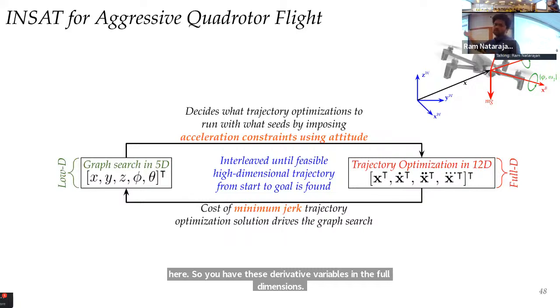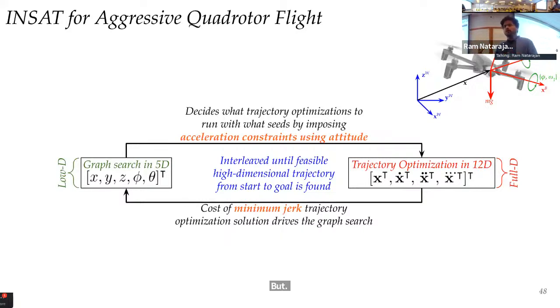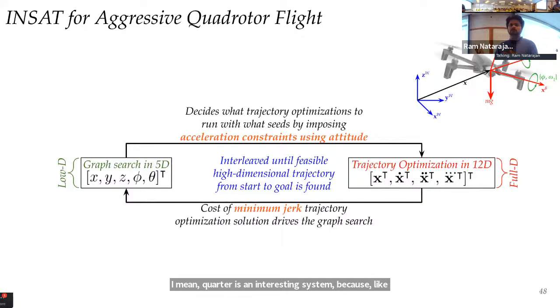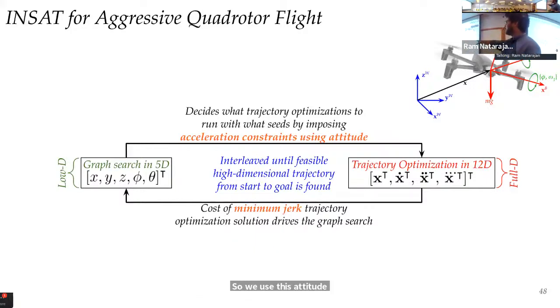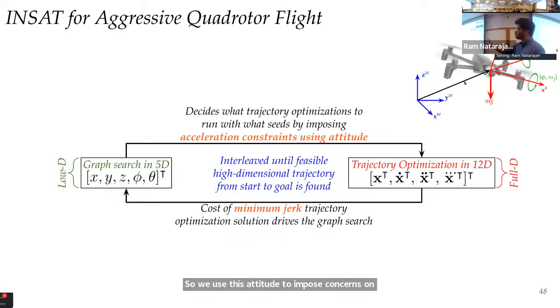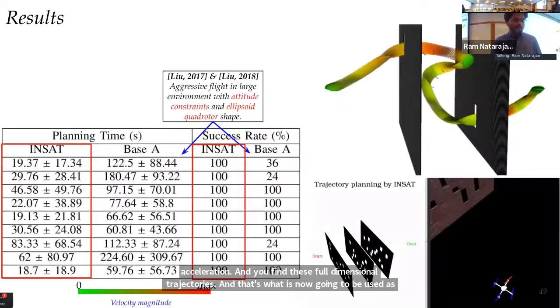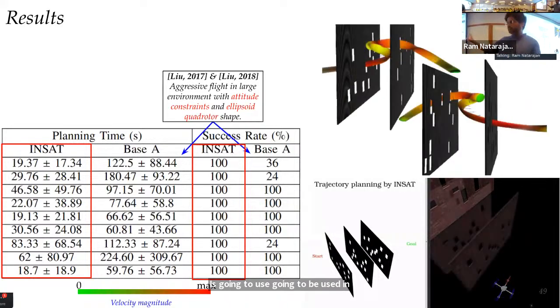But quadrotor is an interesting system because you can find the direction in which the system has to accelerate at any point using the orientation. It can only accelerate in the direction perpendicular to its plane. So because of this dynamic inversion, you can impose some constraints in the full dimensional space as you search your low dimensional graph. So we use this attitude to impose constraints on acceleration, and you find these full dimensional trajectories, and that's what is now going to be used as cost to come in the graph search. So with this, it's a very simple application.